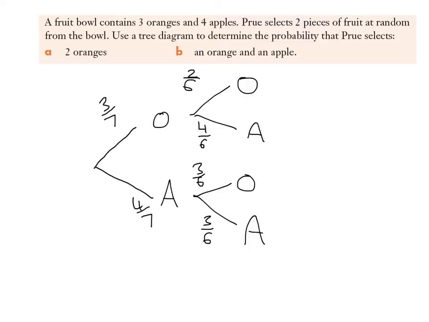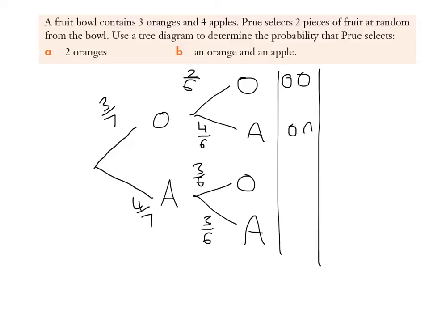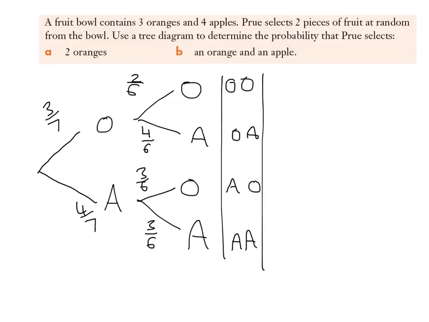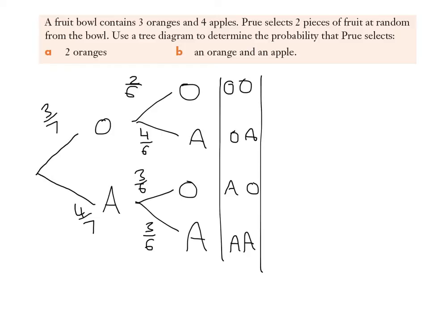If we go down here, draw 2 lines and list the different outcomes, we have a bit of a sample space. You can get two oranges, an orange and an apple, an apple then an orange, or an apple then an apple. So there are 4 different outcomes, and they are not equally likely in this case. Now, if I just grab this and shove it over here, I can start working on my answers.